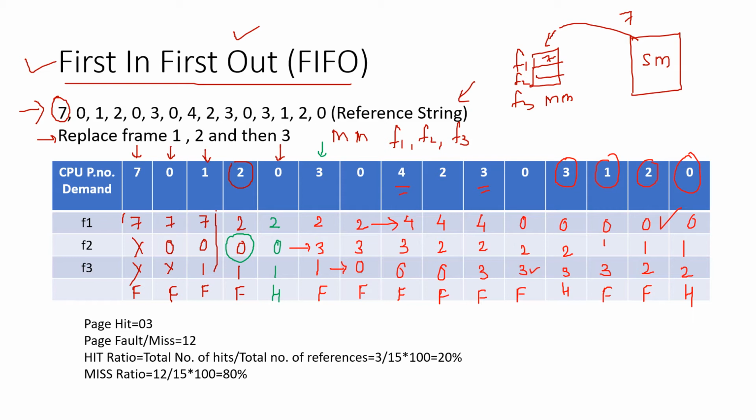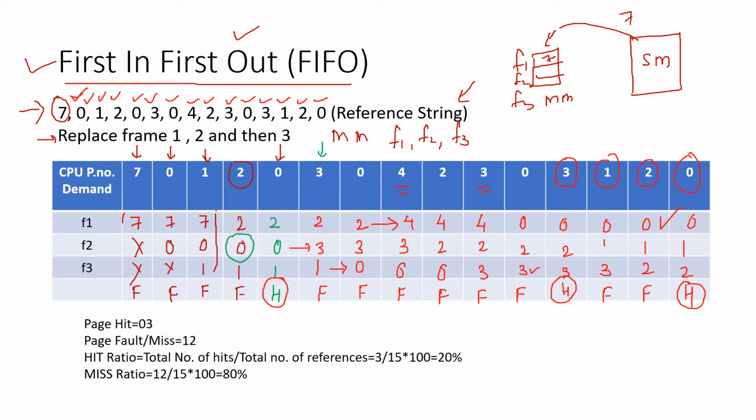If the page is not there, then only you are going to replace the frame by that particular page number. Now here the total number of references means how many pages are required here. You can count 1, 2, 3, 4 till 15. So total number of references are 15. How many page hits are there? 1, 2 and 3. Total number of page hits are 3.